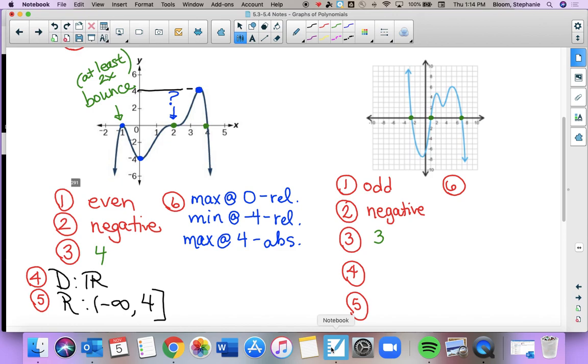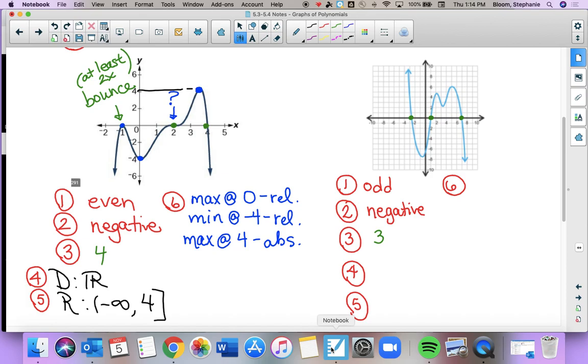All right, let's look up at the first three. You should have said degree has to be odd. Who said odd? Did we get that right? Should have said a negative leading coefficient. Did we get that right on number 2, negative? Possible degree, 3. You could have said, what else?